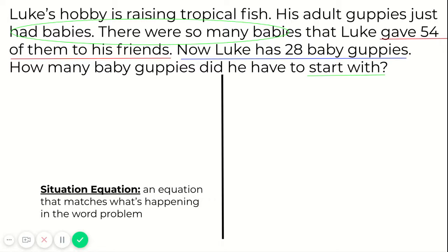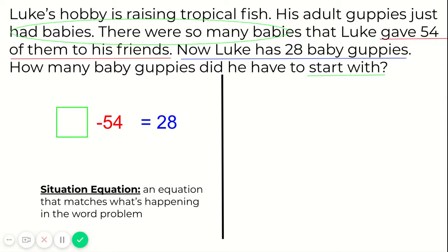Now it's time to write out our situation equation to match the word problem. We know that Luke starts with some amount of baby guppies, but we don't know how many that is. We also know that he gives away 54 of them to his friends, and he's left with 28 baby guppies. So he's left with a smaller amount than what he started with. That's going to be really important to think about when it's time to solve.